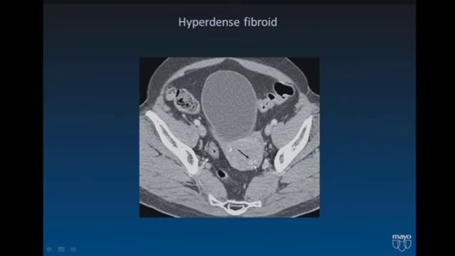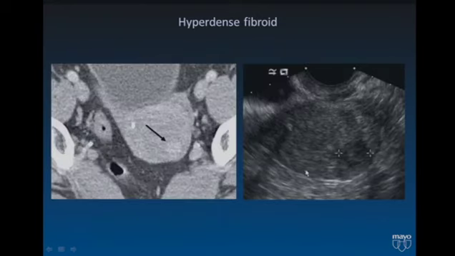So, for example, in this case, where there's a little hyperdense mass in the posterior myometrium of this uterus. Re-imaging with ultrasound to prove that there is a mass in the myometrium doesn't add a lot of value, because this can be presumed to be a fibroid just as easily as it can be presumed to be a fibroid on this image.